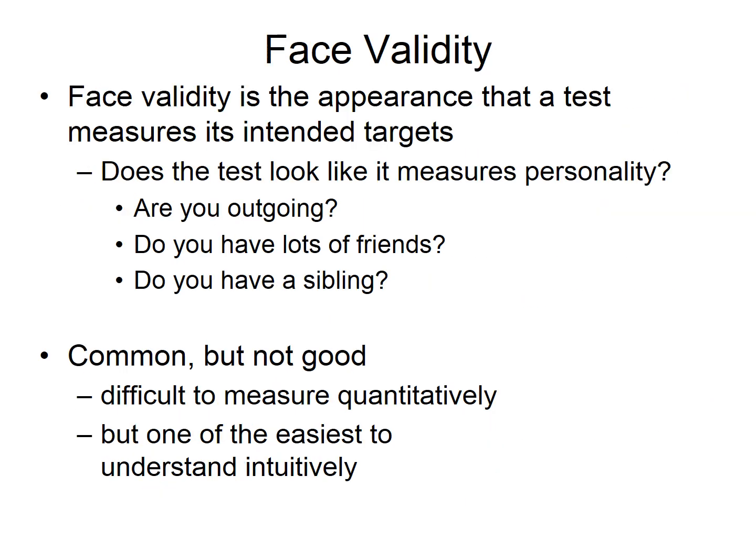We can also look at what's called face validity. Face validity is simply the appearance that a test measures its intended target. And this is probably the most judgment call of the methods we can use to try to get at construct validity. It basically asks, does the test look like it's measuring personality? So if we have a personality measure and we're looking at extroversion, are you outgoing? That looks like a measure of extroversion. Do you have a lot of friends? That looks like a measure of extroversion. So these two would pass the face validity test.